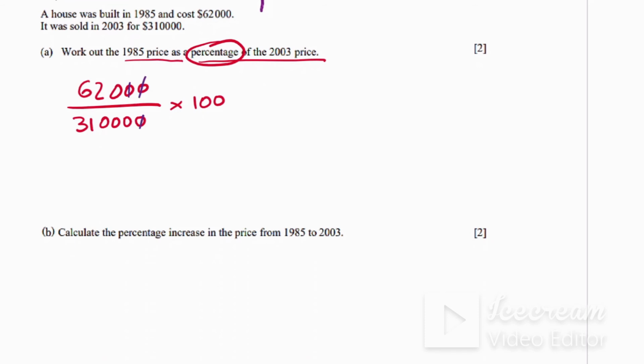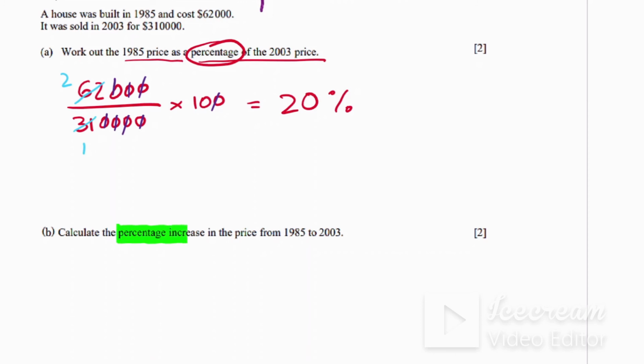0 with 0 cancel, 0 with 0 cancel, 0 with 0 cancel. This 0 we can cancel with this one. And for further simplification, 31 times 1 is 31, and we know that 62 is the double of 31. And 20 times 10 is 20 multiplied by 10. So this one is 20%, like this.